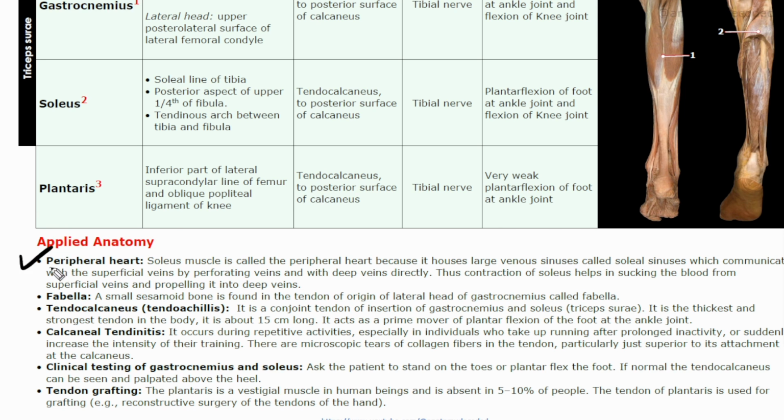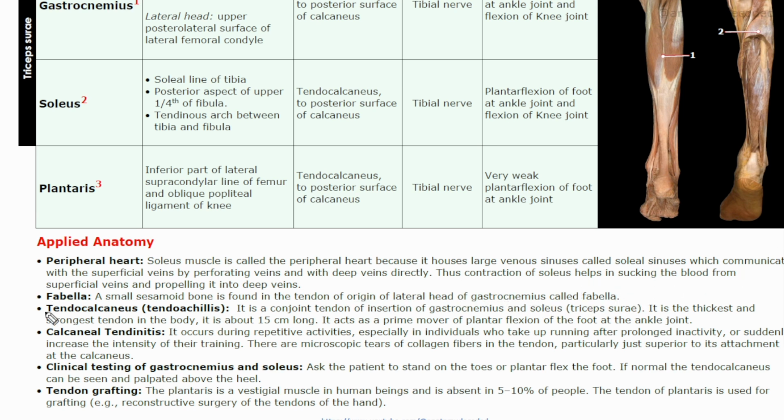The soleus muscle is referred to as the peripheral heart because it has large venous sinuses inside it, and the contraction of the soleus helps in sucking blood from the superficial veins and propelling it to the deep veins and then further towards the heart. Okay, so soleus is referred to as the peripheral heart. Then the fabella is a bone which can be seen in the tendon of gastrocnemius. Okay, it's actually the origin part of the lateral head of gastrocnemius that may have a bone called the fabella.